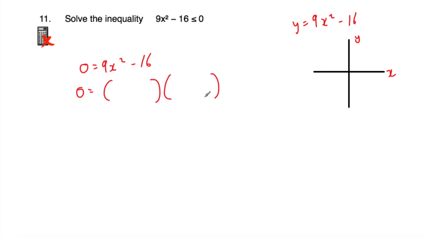It's the difference between two squares. So let's square root each of these. 9x squared, if we square root that, we get 3x and 3x, and 16, if we square root that, we get 4 and 4. And we're going to do one with a plus sign and one with a minus sign. Okay, now let's get our solutions.